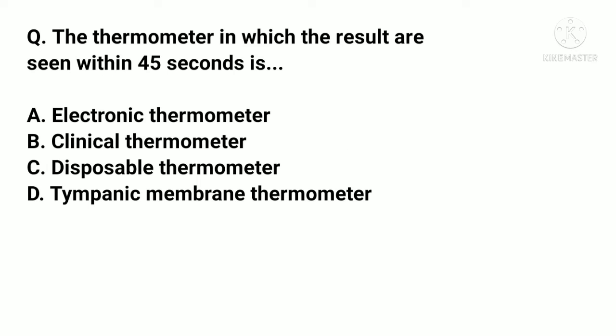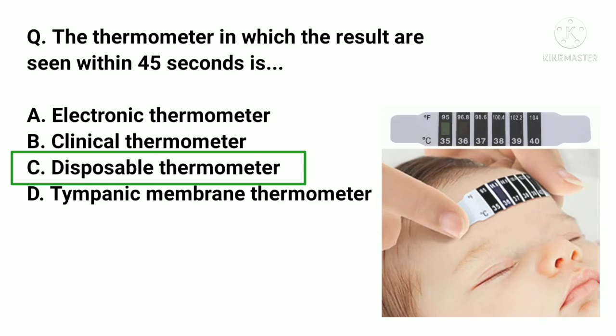The thermometer in which results are seen within 45 seconds is A. Electronic thermometer, B. Clinical thermometer, C. Disposable thermometer, D. Tympanic membrane thermometer. And the correct answer is C. Disposable thermometer. Both electronic and disposable paper thermometers provide reading in less than 60 seconds. Tympanic membrane thermometer provides result in 2 seconds.